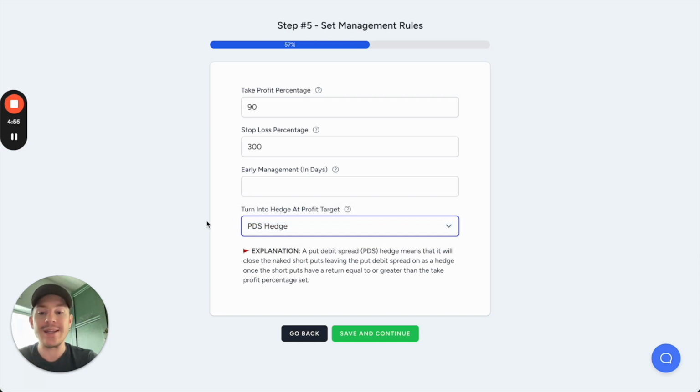By default, a PDS hedge, or put debit spread hedge, is great, so I'll leave that. So once my trade hits a 90% take profit target, it will close the naked puts and keep on my put debit spread for the put debit spread hedge.